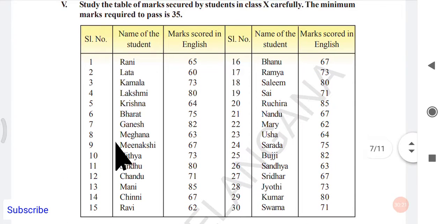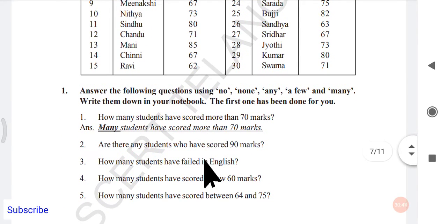See, when my students who are preparing for DSC TET get these type of questions in the examination with boxes and tables like this, don't start reading from here to here. Of course we have to read the question, but not these tables. Don't waste your time reading these tables. Shall we quickly move to the questions. So answer the following questions using no, none, any, a few and many.